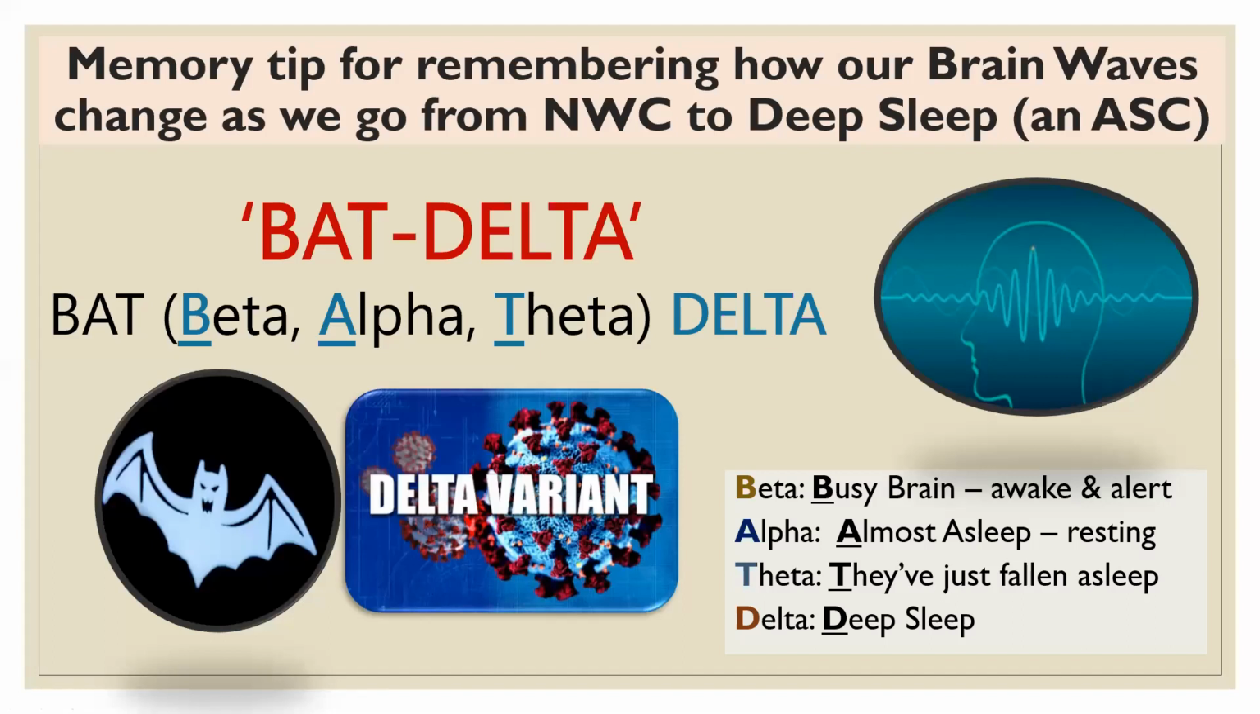So the memory tip. Obviously, we can make this memory tip a bit relevant to today's world. So, bat delta is beta, alpha, theta, delta. Now, why is it in that order? It's in this order because, as the name of the slide suggests, this is the memory tip for remembering how our brainwaves change as we move from a state of normal waking consciousness, where we are alert, awake, and aware, and just doing some work or studying or whatever, to a stage of deep sleep.